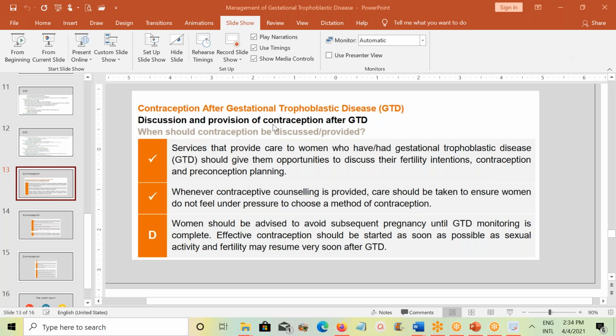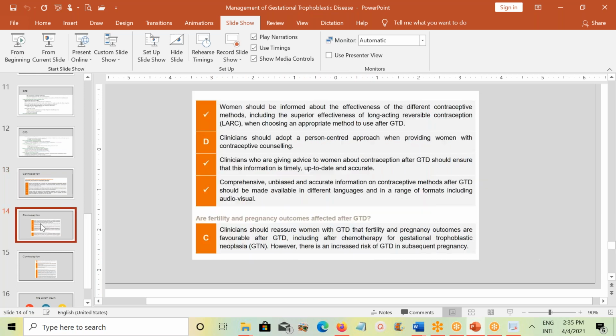So regarding contraception after gestational trophoblastic disease, we need to give full guidance to the patients, and contraceptive counseling is provided. Care should be taken to ensure that women do not feel under pressure to choose a method of contraception. They have to choose it by their own choice, and you have to give her full information. That is one thing. And you have to tell them that they should avoid subsequent pregnancy until GTD monitoring is complete, and effective contraception should be started as soon as possible, as sexual activity and fertility may resume soon after gestational trophoblastic disease.